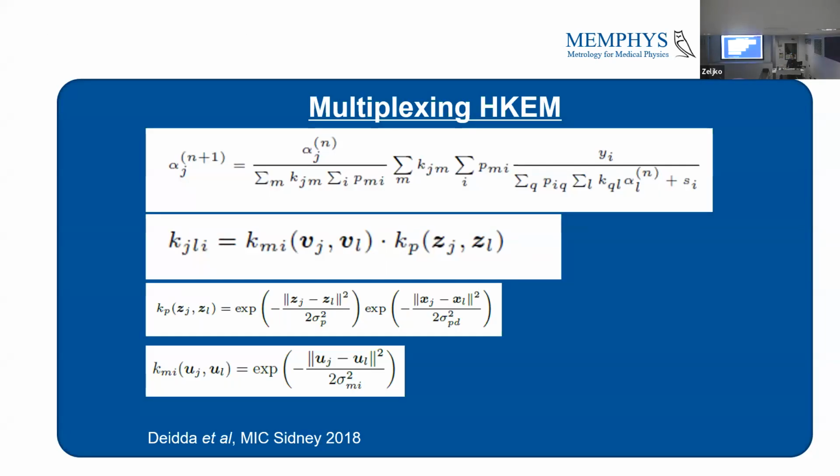So the algorithm used for this is the multiplexing hybrid kernelized expectation maximization, which allows us to use as much extra information as we want. There is a constant kind of information, which is usually anatomical information, and then the iterative part is updated iteration after iteration.